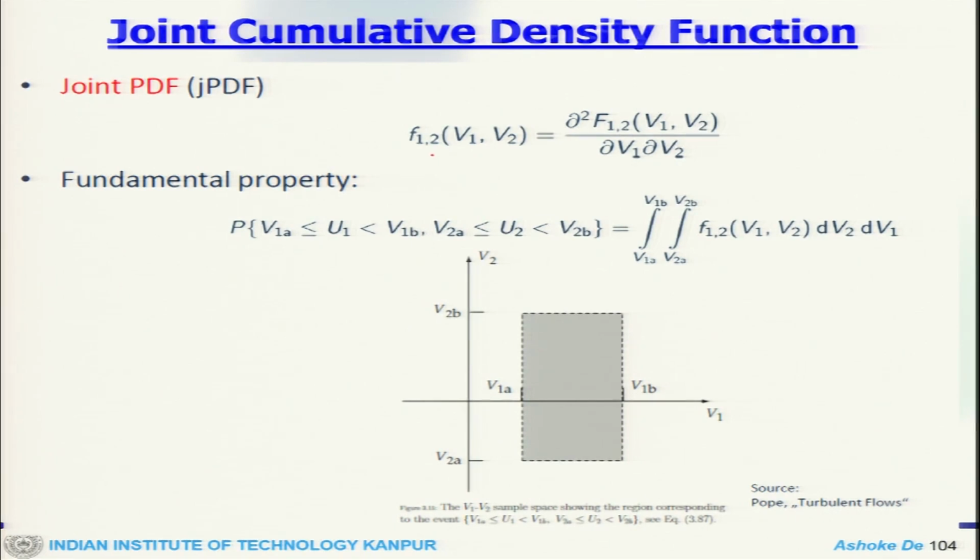That means if it is on V1 and V2, the joint PDF would be the second derivative of this function f12. There will be one important property, the fundamental property: the probability that U1 lies between V1 and V1+B, and U2 between V2 and V2+B. That means this is the space. So this is how one can get it. This is one of the important properties of a joint PDF function.